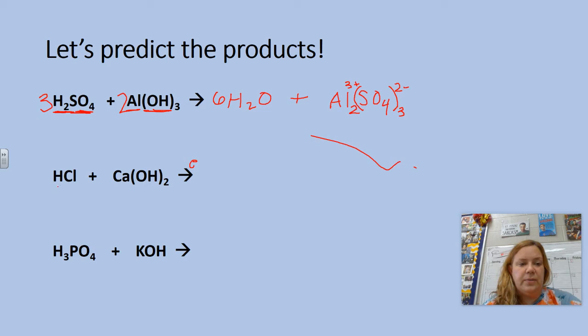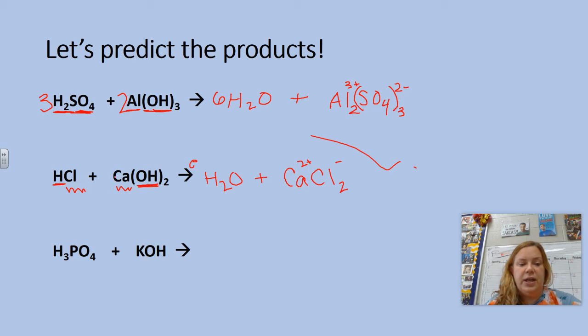Let's look at the second one here. We have an acid because of that H. We have a base because of the OH. We put those together and we have H2O. And then we're going to take our calcium, which is our cation, and our chlorine, which is our anion. And remember, you always write the metal first. So we have CaCl. Ca is a 2+ charge. Cl is a -1 charge. So we have CaCl2.